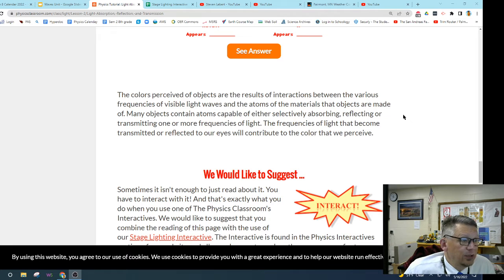The colors of the perceived object are the result of the interaction between the various frequencies of visible light waves and the atoms of the materials that objects are made of. Many objects contain atoms capable of selectively absorbing, reflecting, or transmitting one or more frequencies of light. The frequencies of light that are transmitted or reflected to our eyes will contribute to the color that we perceive.